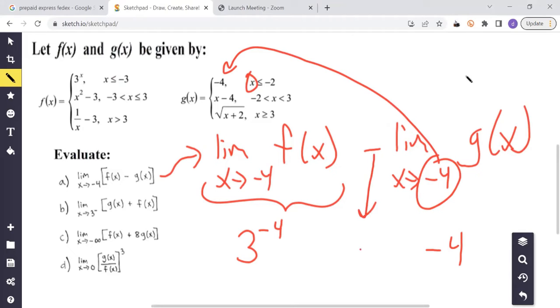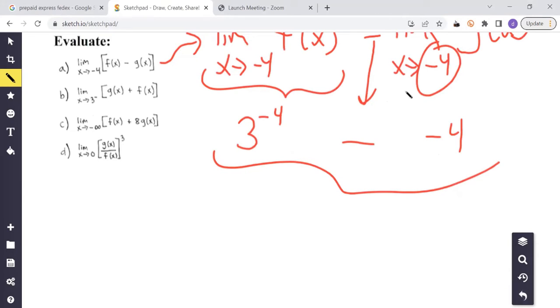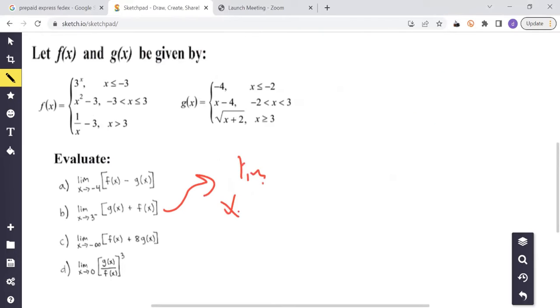Now keep the original subtraction symbol, and then really just type all of this into a calculator, which is what I'm doing right now, and it should be 325/81 for your final answer for part A. If we separate it, we get these pieces here.